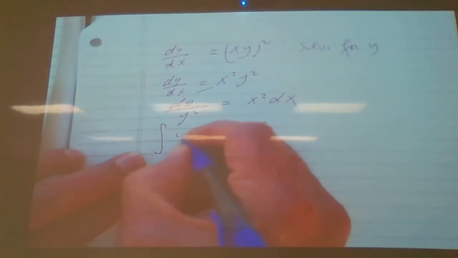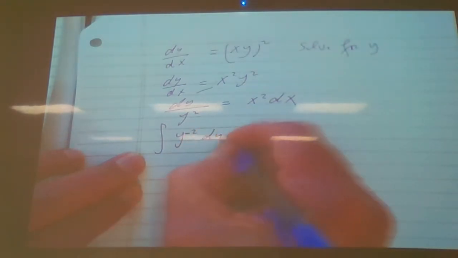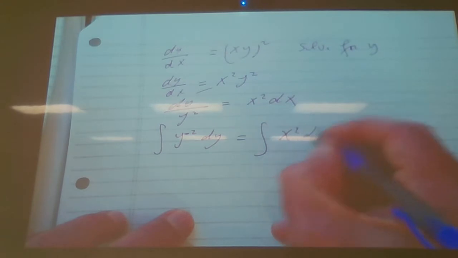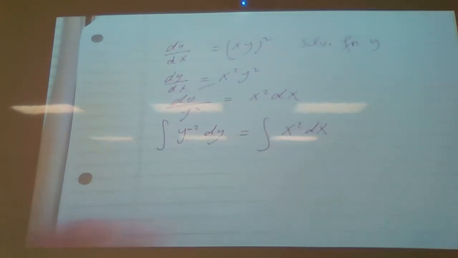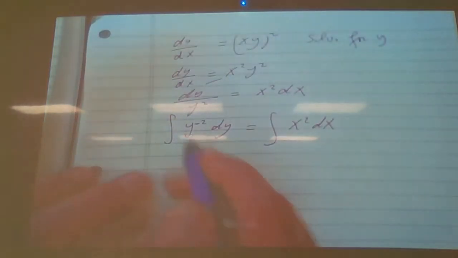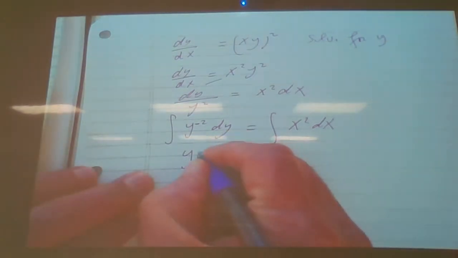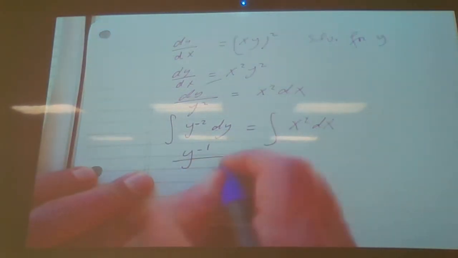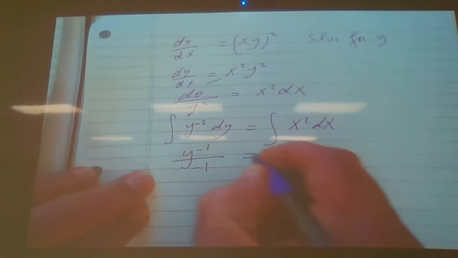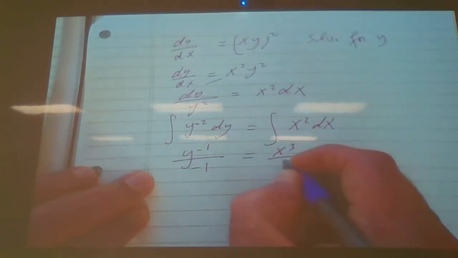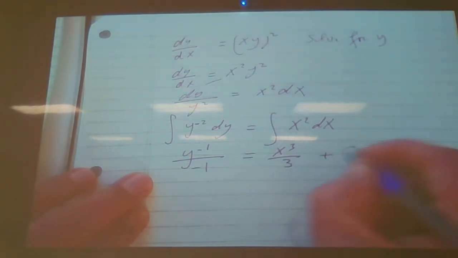And I'm going to go ahead and bring this one up. You know exactly what I'm doing right here. Okay, so now I'm going to do my integration. So this is y to the negative 1 over negative 1 is equal to x to the 3 over 3. Of course, there's a plus c.